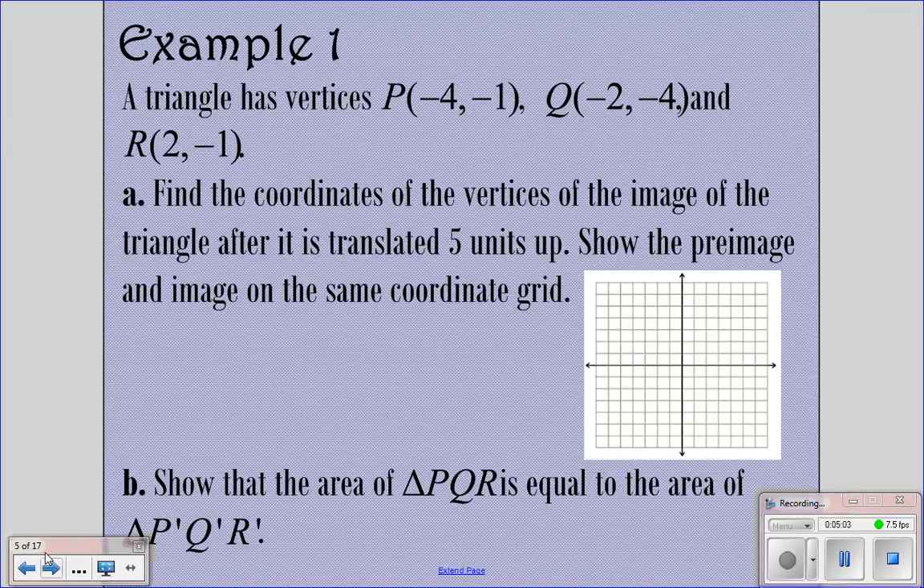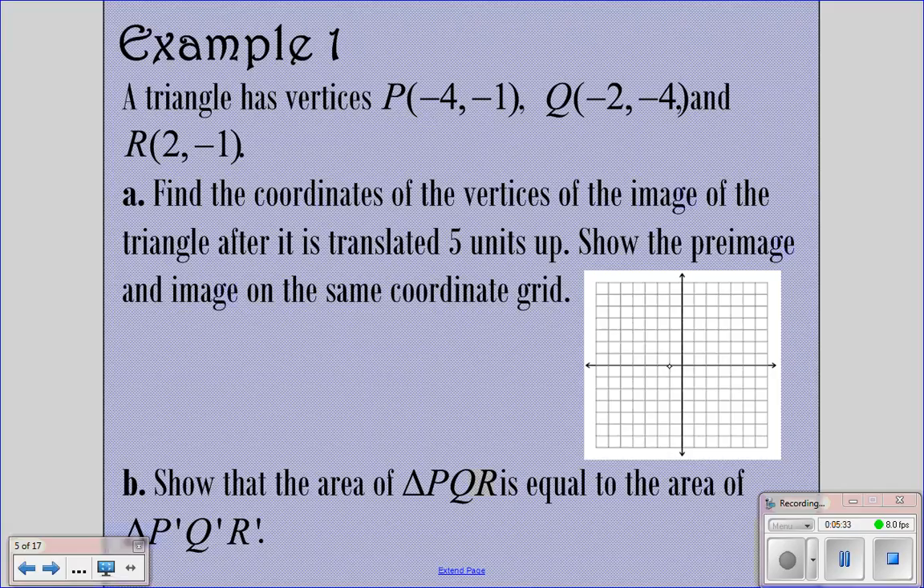So we've got a triangle that has vertices P, Q, and R as given. We want to find the coordinates of the vertices of the image of the triangle after it's translated 5 units up. And it wants us to show both the pre-image and the image on the same coordinate plane. So you may need to pause the video for a second so that you can draw your X and Y axis. So we're going to start off by drawing our pre-image. That is the one that's given by these 3 vertices that they give us.